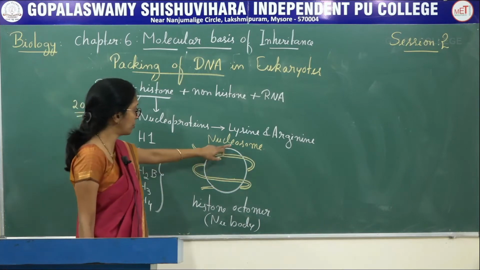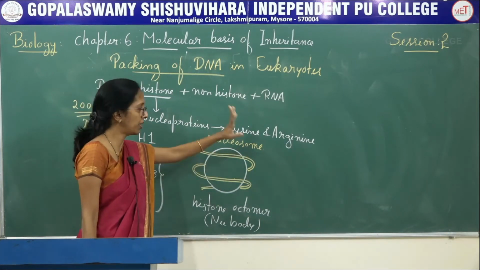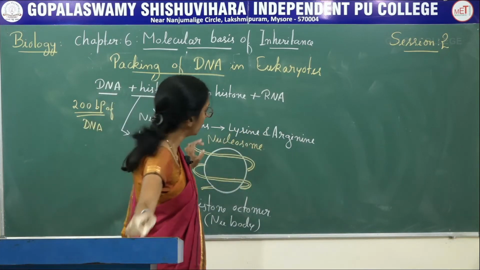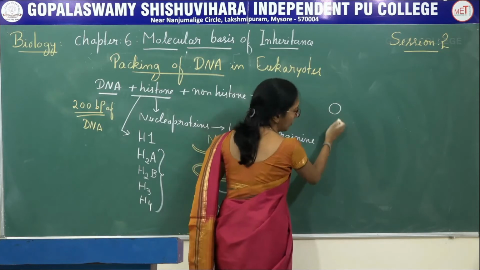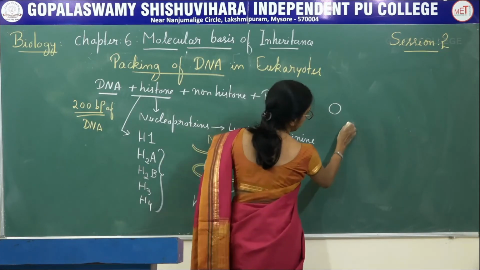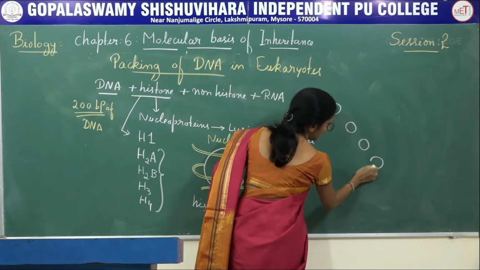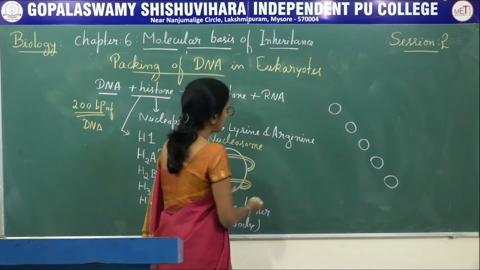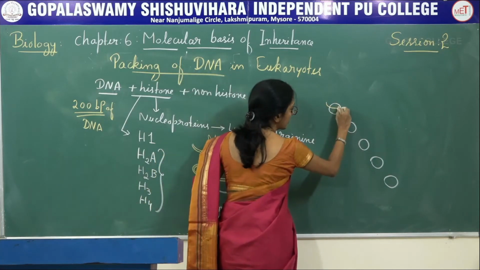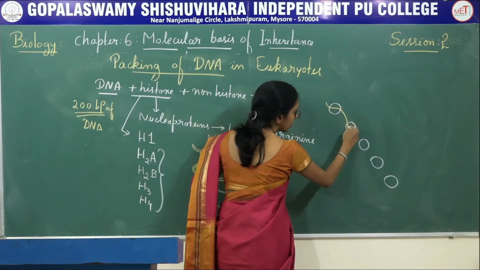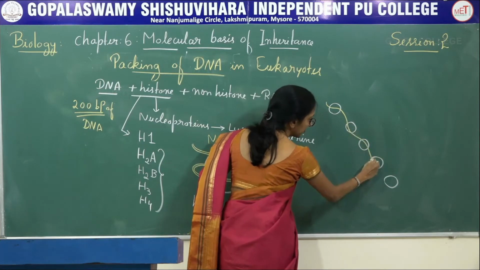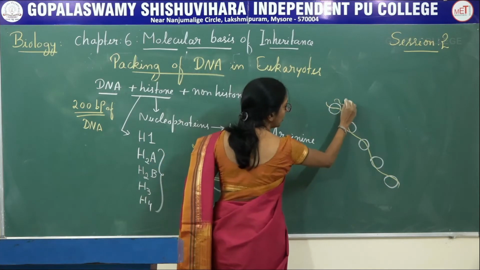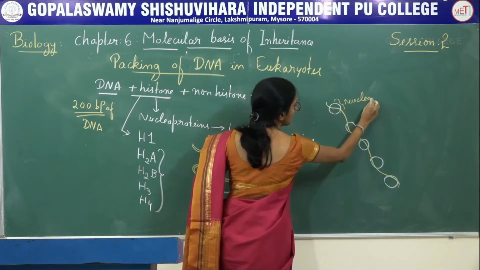As a result of this, there will be a formation of a structure. This is said to be nucleosome. So, here the nucleosome is like this. It looks like a beaded structure. So, here this is nothing but the DNA wrapped like this, and it extends also like this. So, this part is said to be nucleosome.